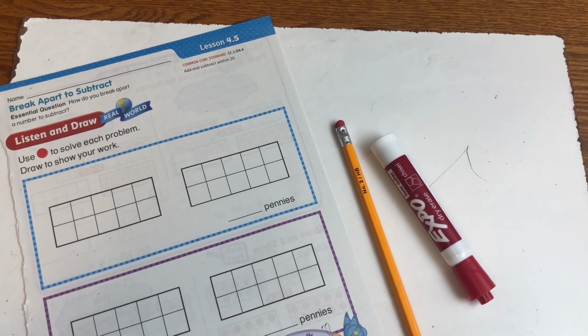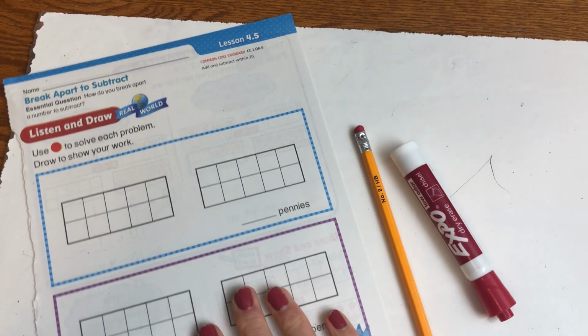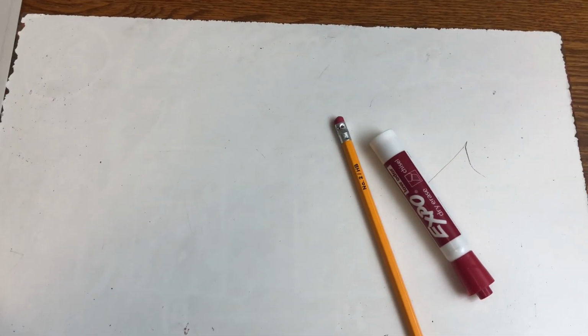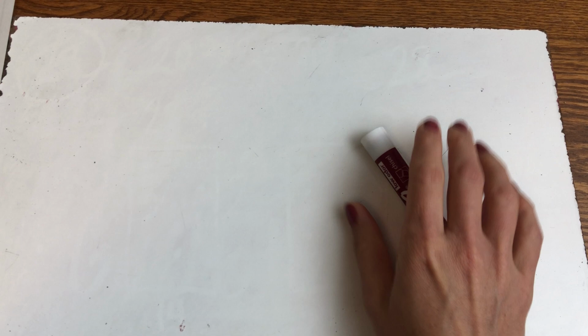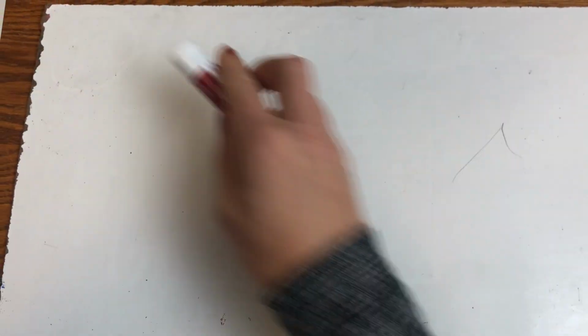All right, we should be ready to begin. Let's move our paper off to the side today. Our pencil, and let's get our whiteboards ready with our dry erase marker. Today's lesson is breaking apart to subtract. So we will be breaking apart our 10 frames to subtract.